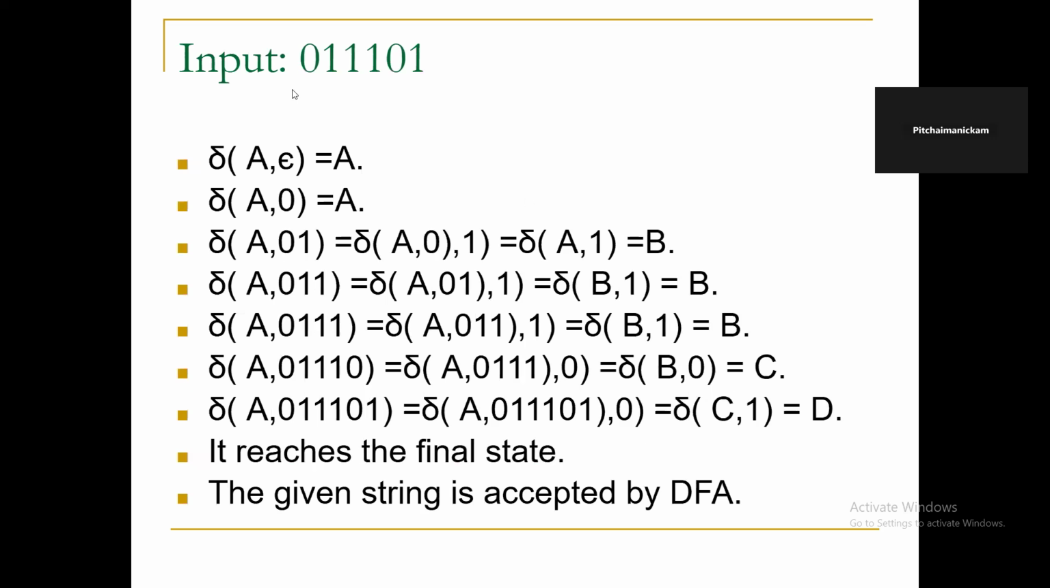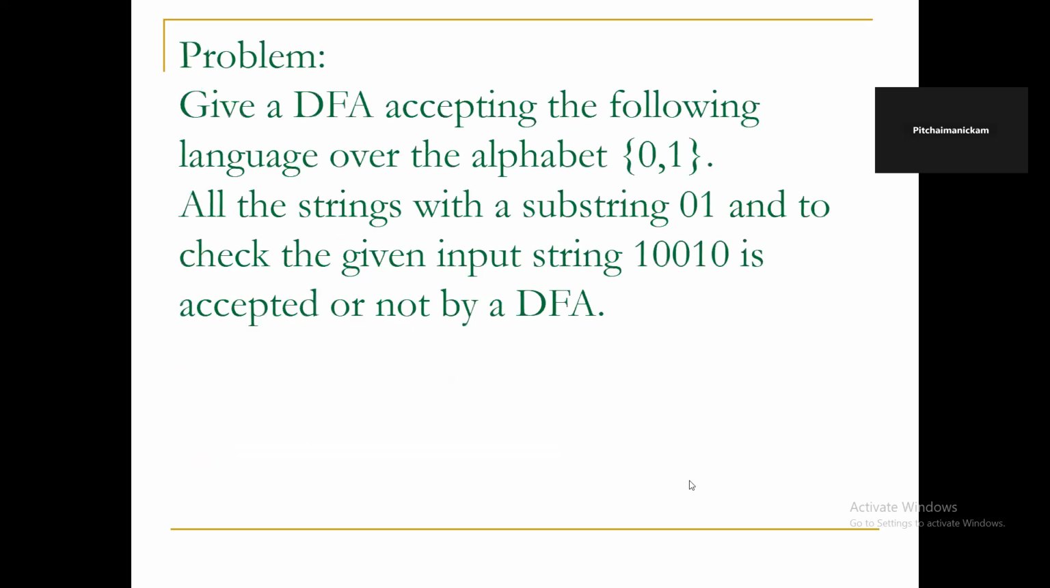But we can take some other input string, 011011101. Initially we are at A. 01 goes to B, 01 goes to B, 01 goes to B, and 010 goes to C, 0101 goes to D. So it reaches the final state, and the given string is accepted by the DFA.